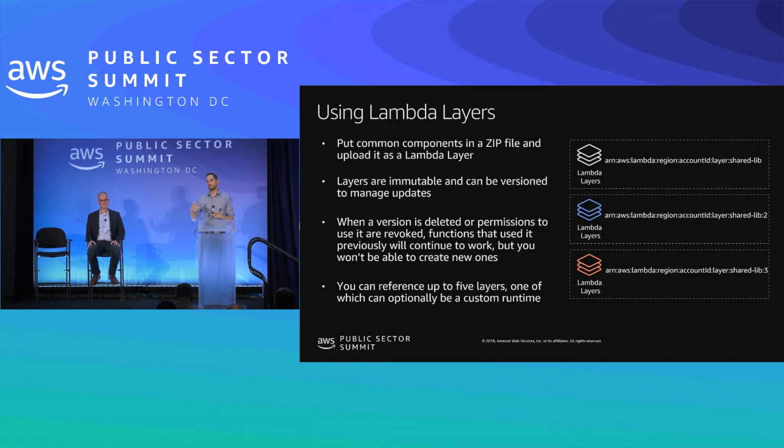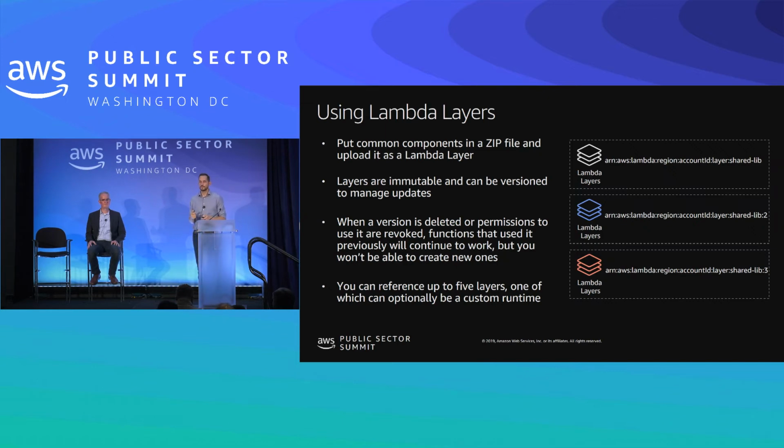So it's a good way it'll still continue to support the application that you've built out. But as you're versioning these and as you're building more, you want to make sure that you stay as up to date with your functions as possible. You can reference up to 5 of these layers, and one of those can optionally be this runtime that we're describing.